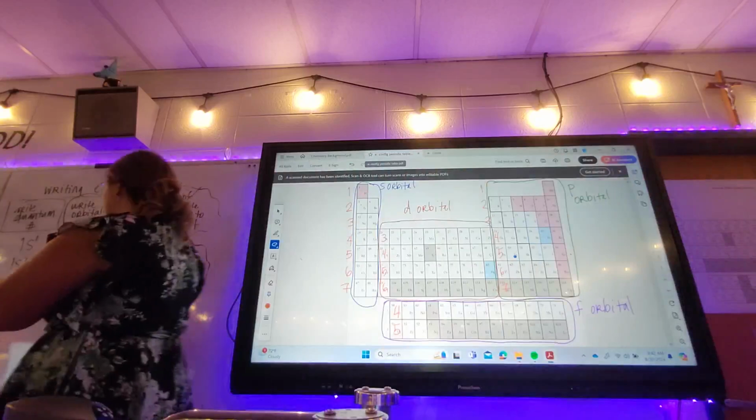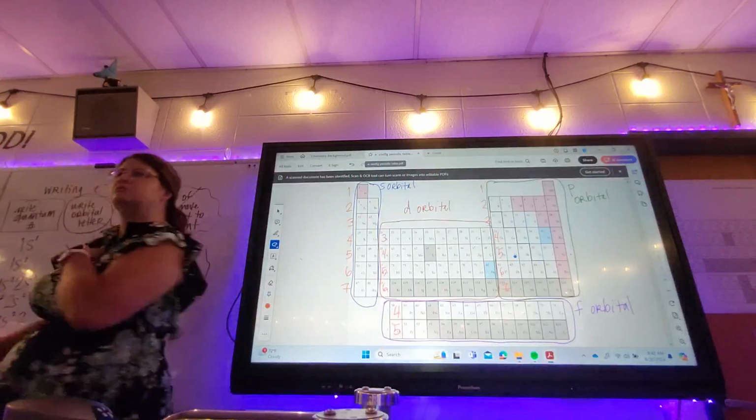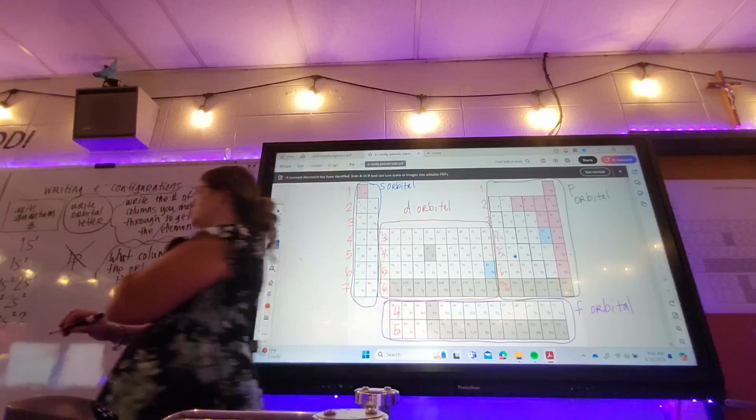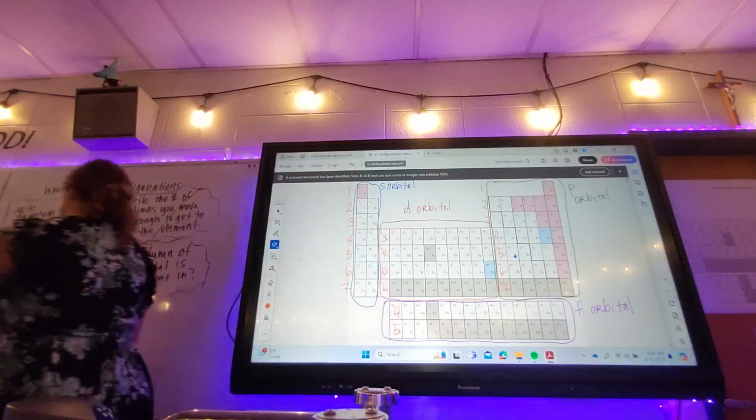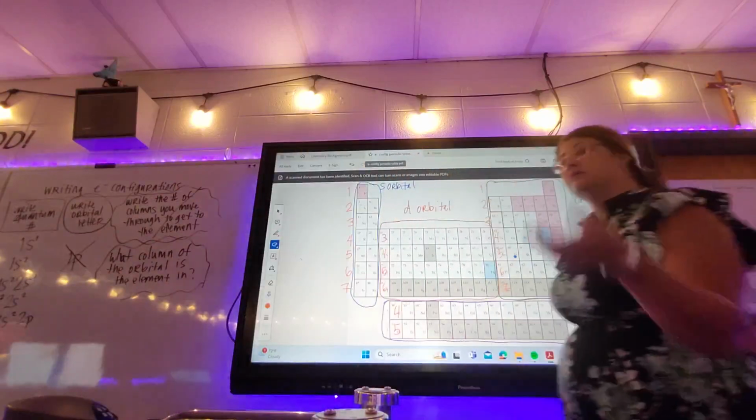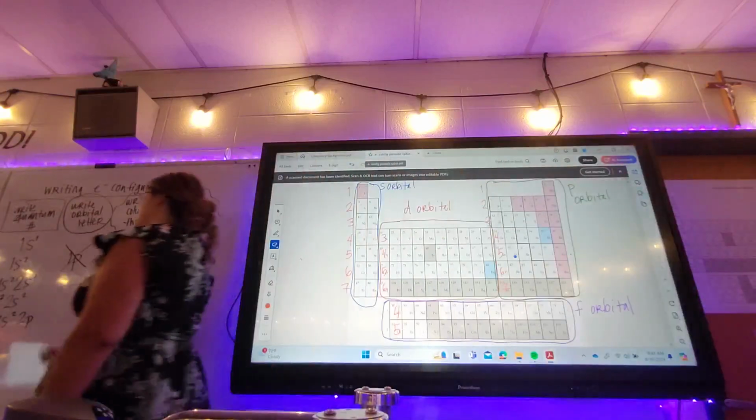And then what's my orbital? What block am I in, Elliot? You are in the P. That's correct. Now, what column is boron in of the P? That's correct. 2p1.